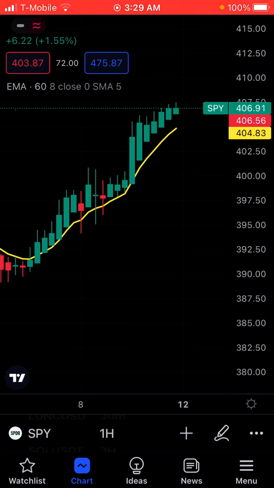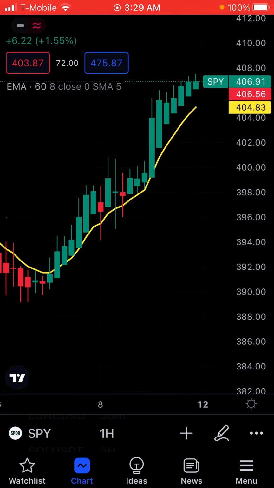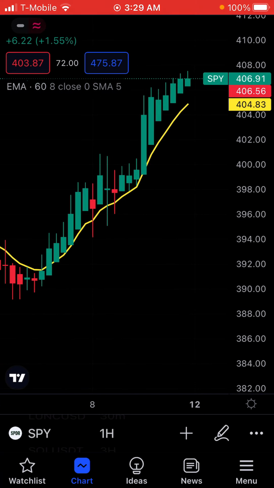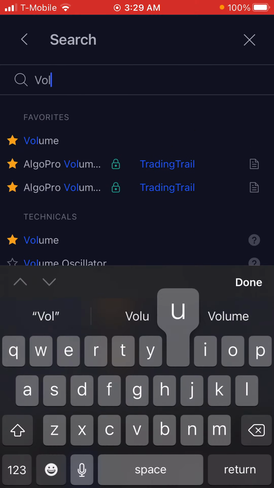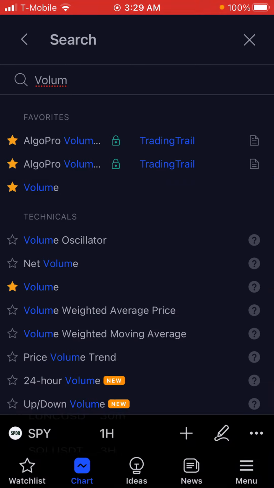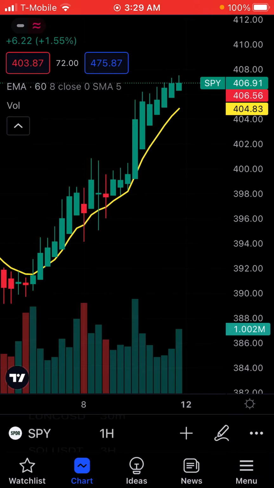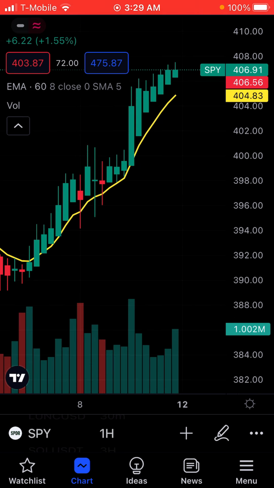But the add-on that I want to talk about today, which really helps everything tremendously, is loading up your volume. So put volume, and we load up volume. So you got your volume. These are the only tools you need for this strategy.